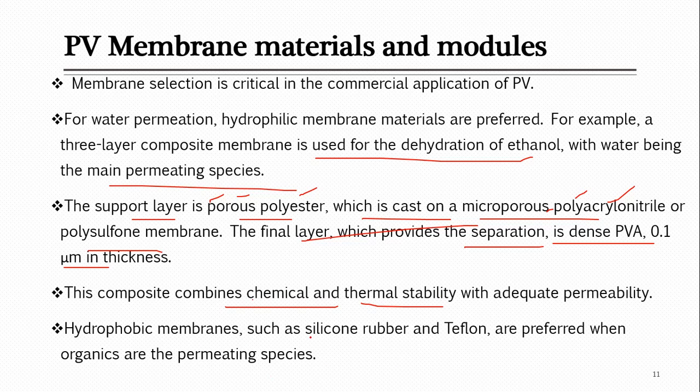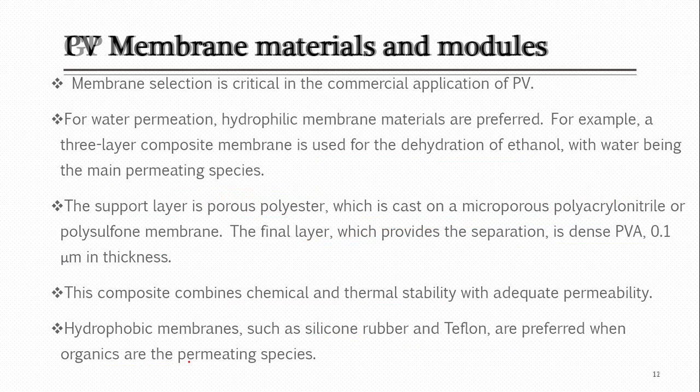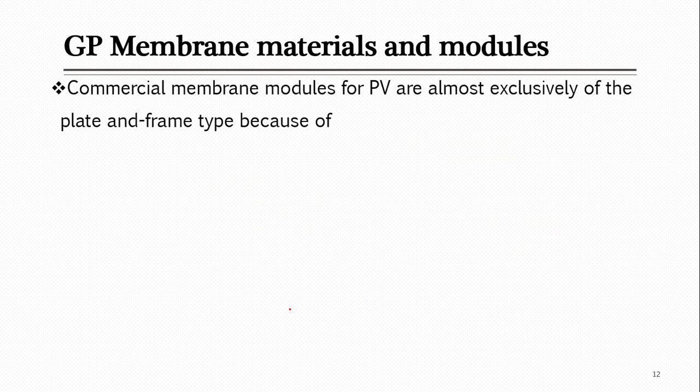Hydrophobic membranes such as silicone rubber and Teflon are preferred for applications when organics are the permeating species. In that case, silicone rubber or Teflon don't attract water, they easily attract the hydrocarbon or other components. When it is not hydrophilic but hydrophobic, it will not attract water, so water is not the major permeating species. In that case, other components like organics will be the major permeating species.